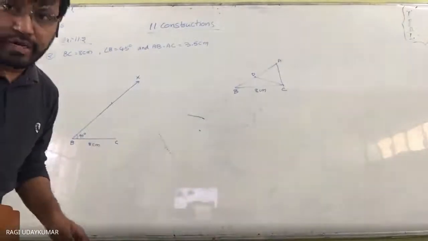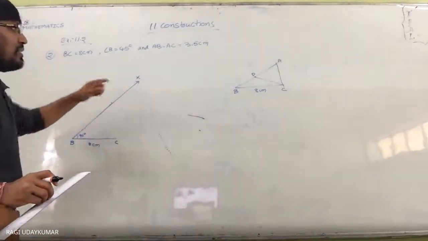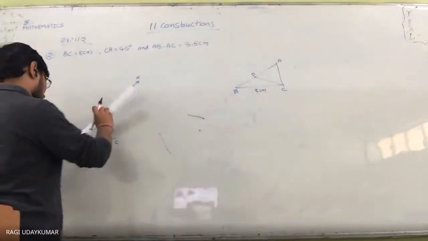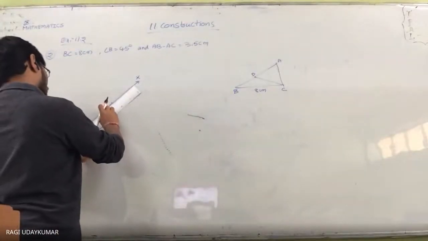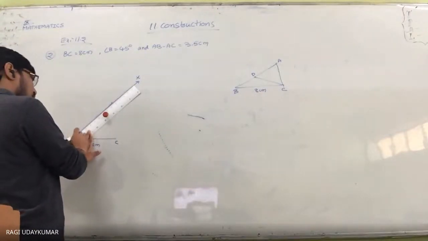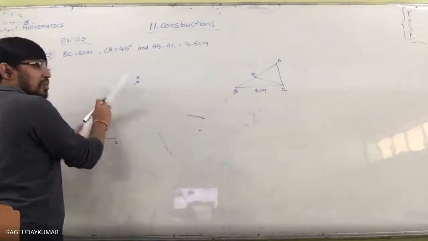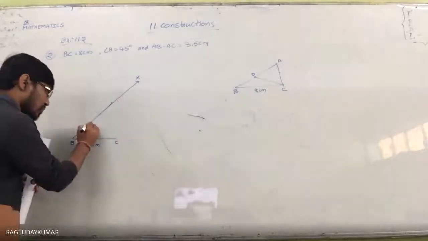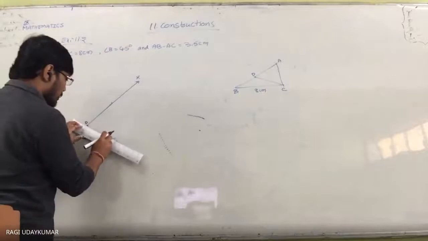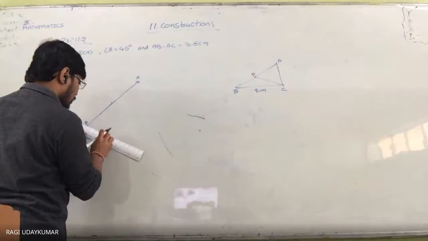Next, what to do here? We need to mark a point D on the ray BX such that BD length should be equal to 3.5. So 3.5 centimeters should be taken into consideration. See here, this is 0, and at the place of 3.5 centimeters, you need to mark the point. And this point you name as D. So now, join C to D.